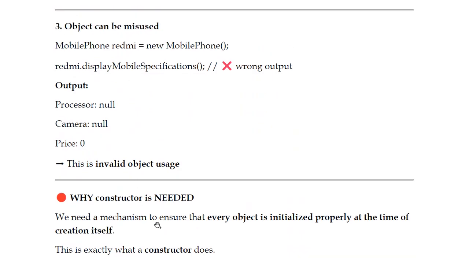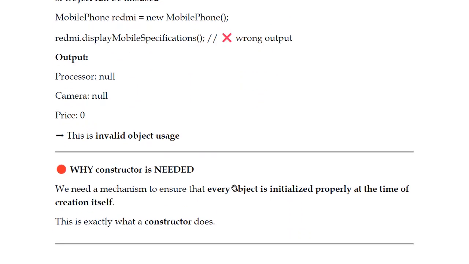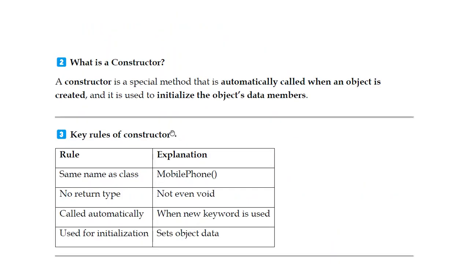To overcome these problems, we need a constructor. At the time of object creation itself, the constructor will automatically initialize the data members. This was the requirement: every object is initialized properly at the time of object creation itself. This is exactly what a constructor does. It's a special method and it will be automatically invoked at the time of object creation and initialize the object's data members. It's a very important point and an important interview question. Kindly make a note of it.